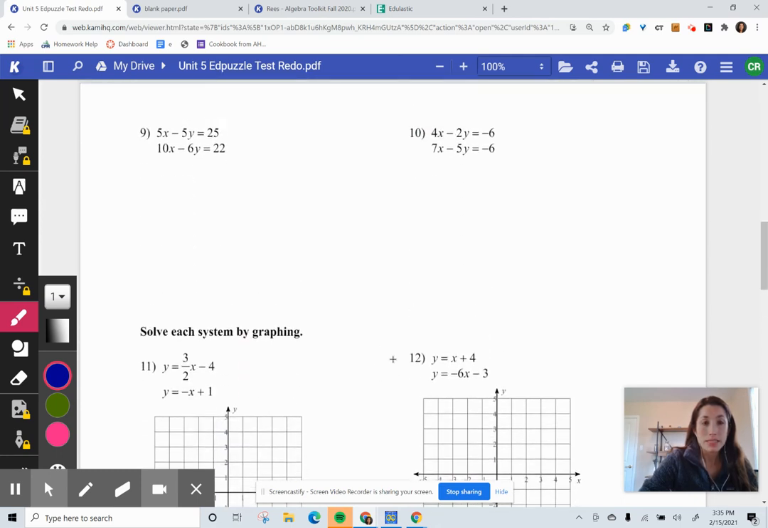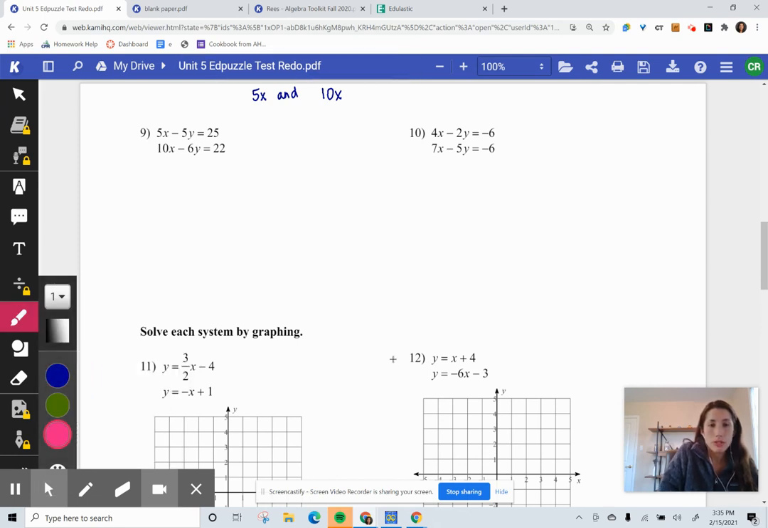Okay, the next elimination question we have here, if you notice, we have a 5x and a 10x. And I'm just going to focus on the x's for now. We know that 5 and 10, if I add them together, are not exact opposites. So in order to make them exact opposites, I could say, well, let's make this 5 into a 10, and let's actually make it a negative 10.